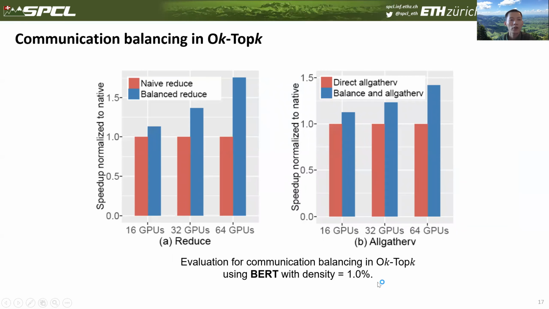First, let's show the effect of communication balancing in OK top K. Recall that in both the reduction phase and the allgather phase, we conduct communication balancing. So this result shows that the more GPUs we use, the more benefit we can get from the communication balancing. This is consistent with the communication cost model.